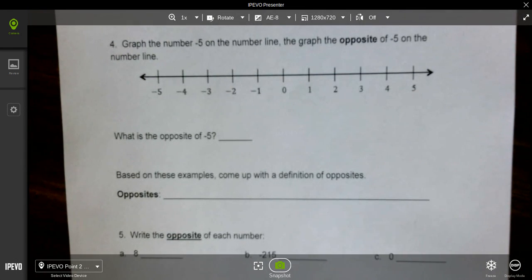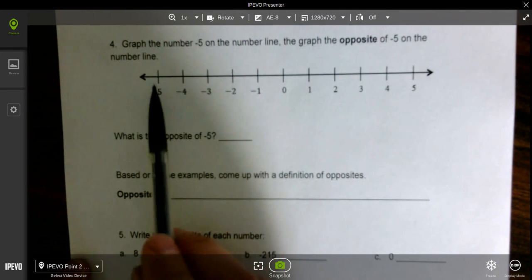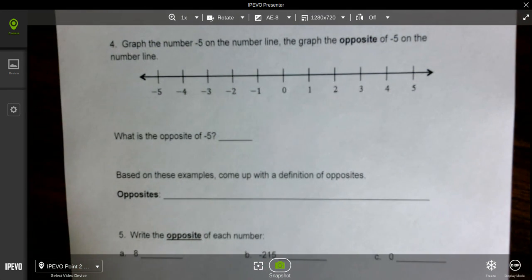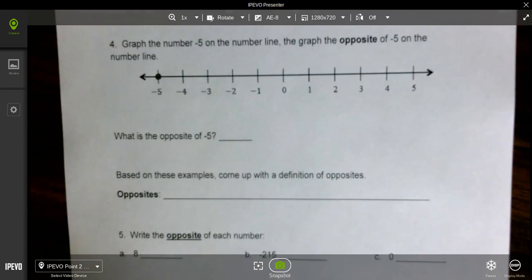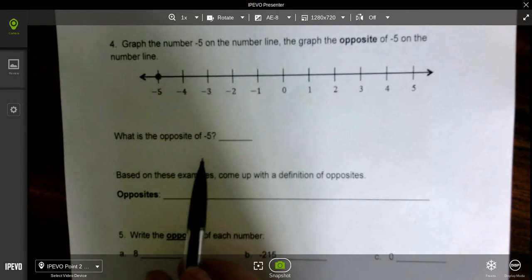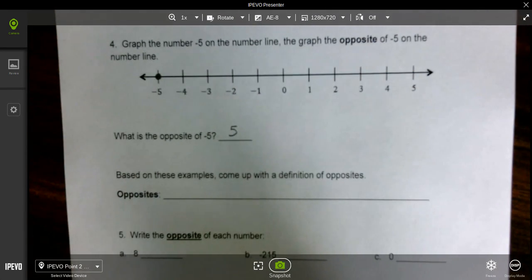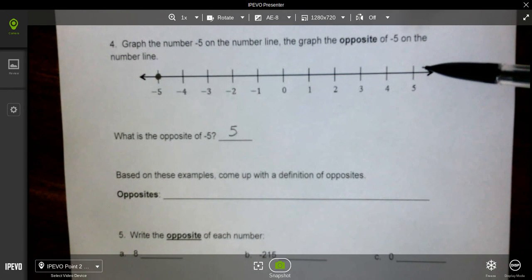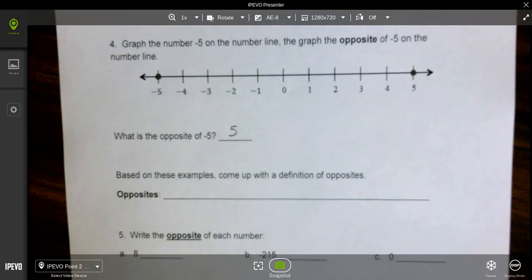In example number 4, they want us to graph the number -5 on the number line and then graph the opposite of -5 on the number line. So I'm going to start by finding where -5 is located, which is found right here all the way to the left of this on this number line. And again, I'm just going to put a little dot right on the number line where the -5 is located. And now I need to know, well, what is the opposite of -5? Well, the opposite of -5 is going to end up being +5. And so now I need to find where that's located. That's all the way over here to the right on this number line. And again, I'm just going to put a little dot on the number line where that number is located.